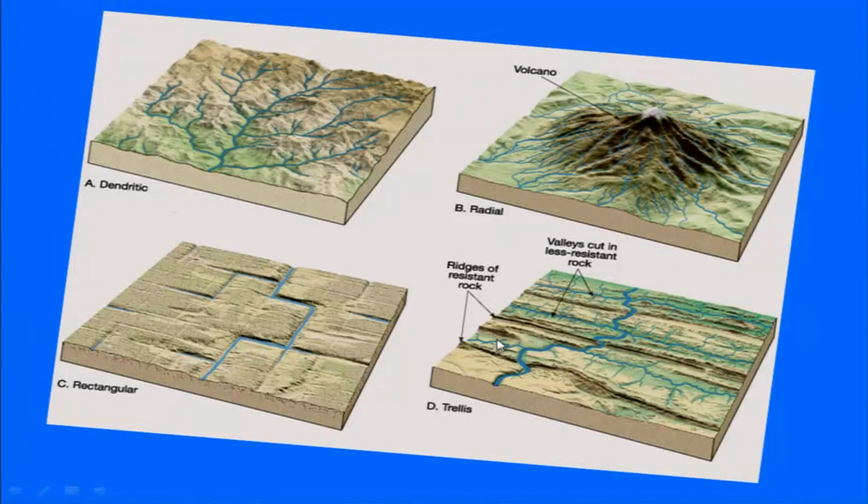And trellis drainages are formed where the drainage flows across the folded mountains or the folded terrain, and the tributaries flow along the longitudinal strike of the fold and join almost at right angle. So valleys cut in less resistant rocks will be seen as the tributaries which are flowing almost perpendicular, and then the main trunk stream will be flowing across the ridges, or the folded ridges.